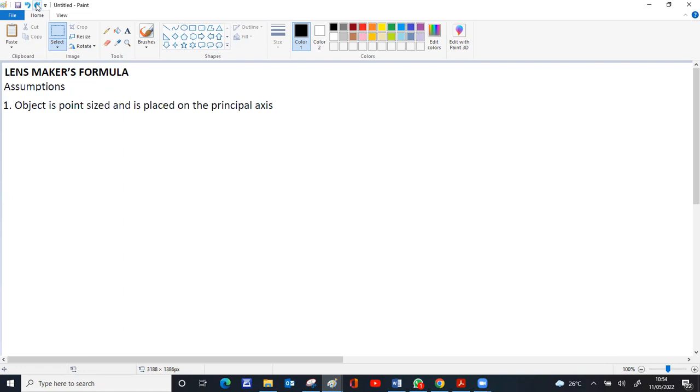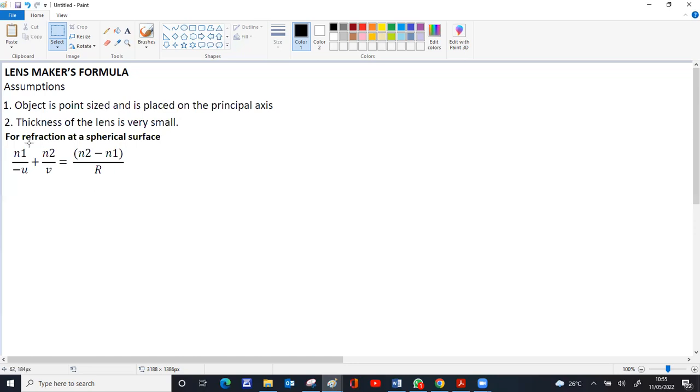Means if the distance is measured from the left surface or right surface of the lens, that is treated as equal. Even that is the same as if it's measured from the center of the lens. So the lens is assumed to be very thin. And we already derived a formula for refraction at a spherical surface: N1 by minus u plus N2 by v equal to N2 minus N1 by r.